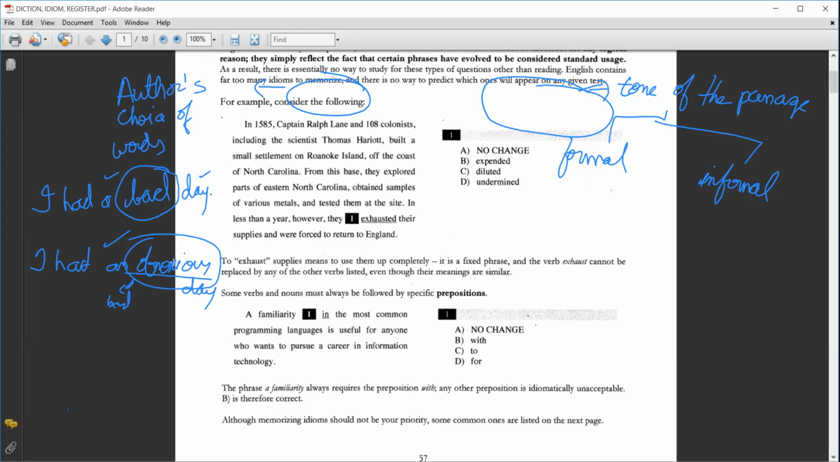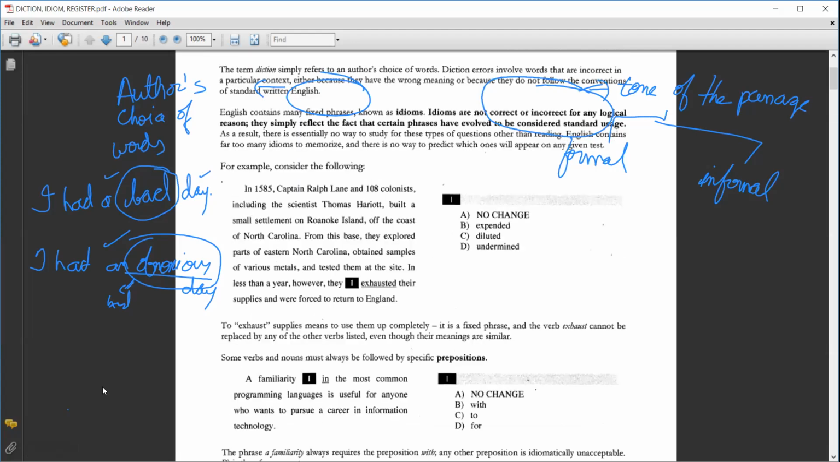Look at the example here. A familiarity in the most common programming languages is useful for anyone who wants to pursue a career in information technology. Usually the preposition that is common with the word familiarity is the preposition with. So we have certain fixed prepositions that you are supposed to use. Familiarity in the most common does not make sense. You're not familiar in someone.